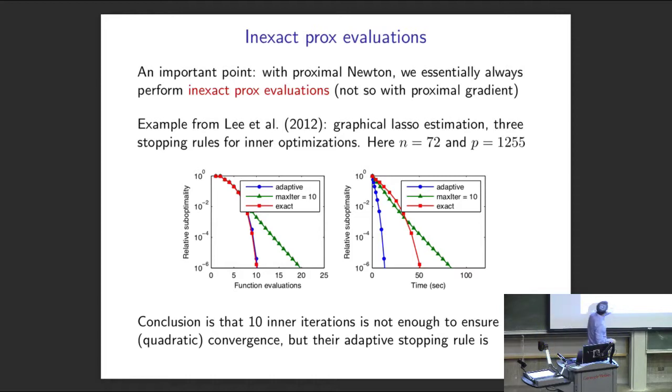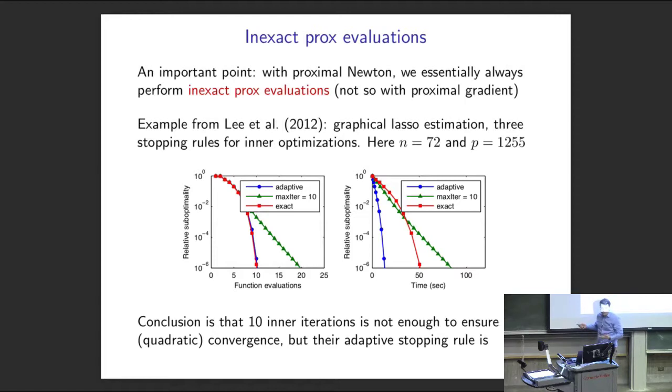And the point here is that if you pick the right rule, which is called the adaptive rule for determining when to stop your inner step of the prox solution, you basically get the exact same convergence in terms of the number of iterations as the exact method, but you require much less time than it.